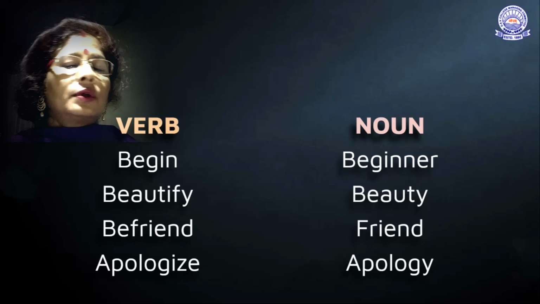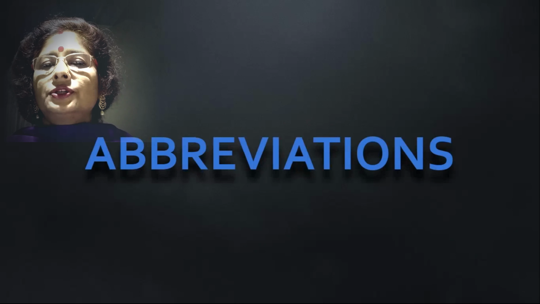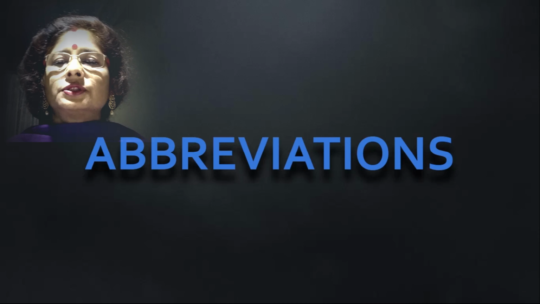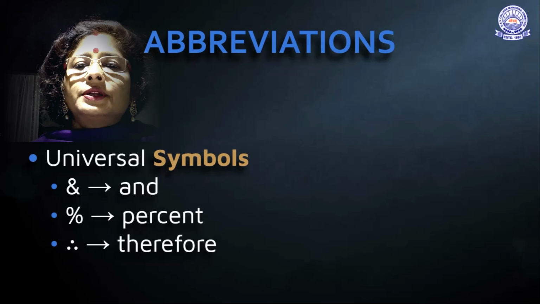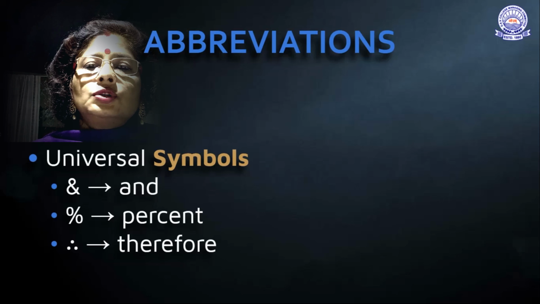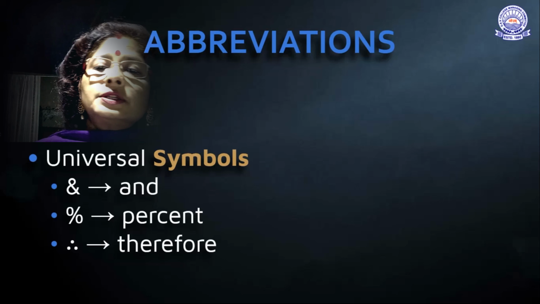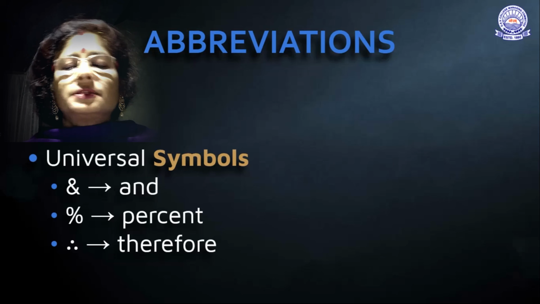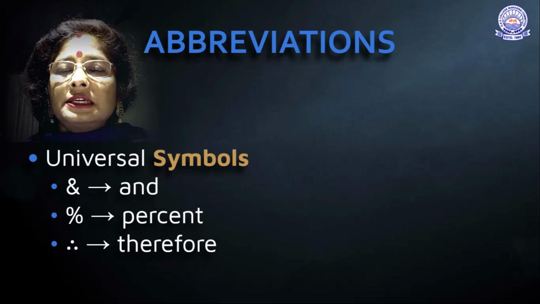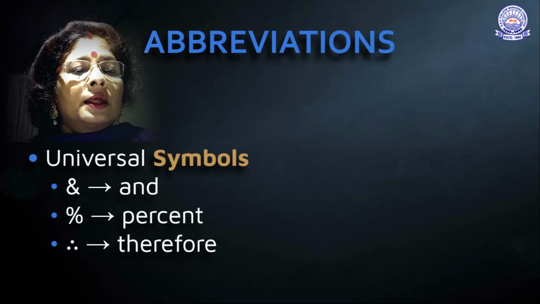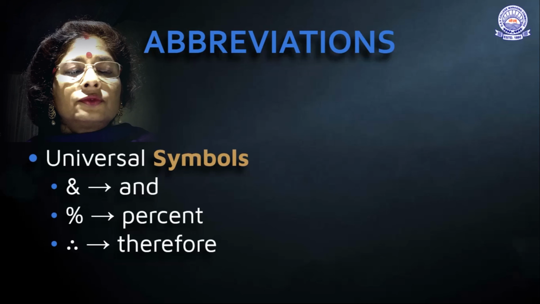Then comes the abbreviation. When we talk about abbreviations, how abbreviations should be used, how many types of abbreviations can be written there. First of all, we must use the universal symbols. Universal symbols must be used there, as you can see in the picture: the symbol for and, then percentage for percent, then therefore, three dots.